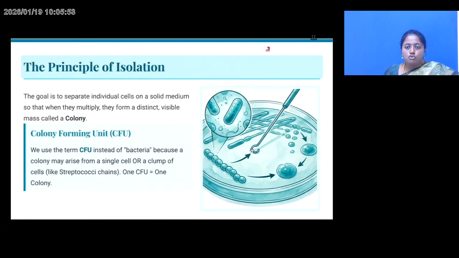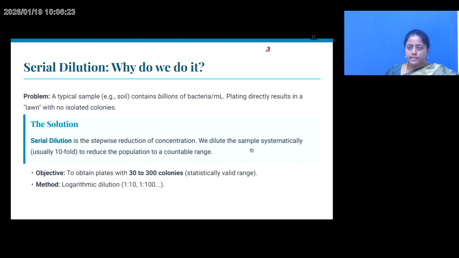Before that, you have to know about the CFU, which is nothing but colony forming unit. We use the term CFU for bacteria because a colony arises from a single cell or a clump of cells, like streptococci chains. One CFU is equal to one colony. So we are going to measure the colony forming units after the isolation of bacteria by performing the pure culture technique.